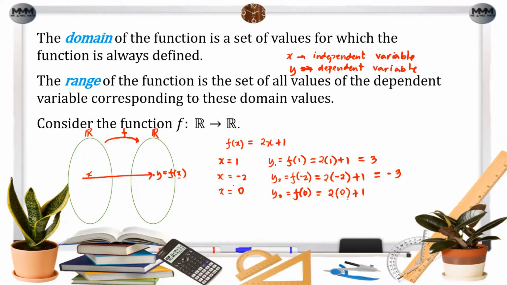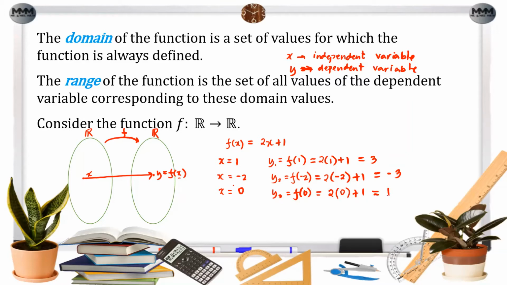So again, since we assigned the value for x, which is 0, our defined function becomes f of 0 equals 2 times 0 plus 1, which is equal to 1.